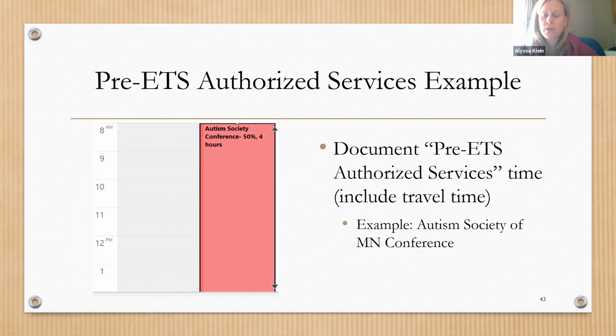So here's an example for pre-ETS authorized services. My pre-ETS AUTH color is pink in my Outlook. So here again is the Autism Society Conference example. So you just want to include the percentage of the time that can be charged to pre-ETS authorized and the number of hours that you'll be charging to that budget. So I just listed Autism Society, 50% in 4 hours.